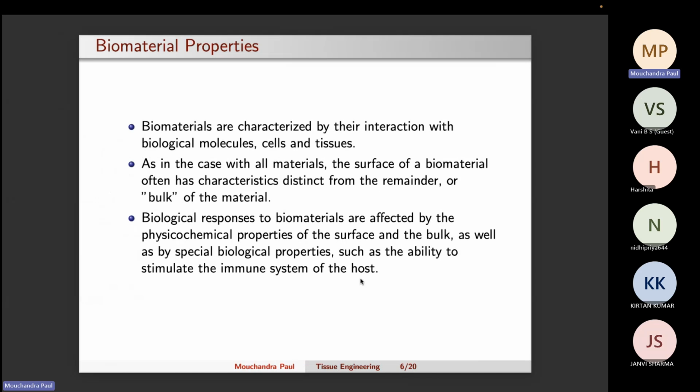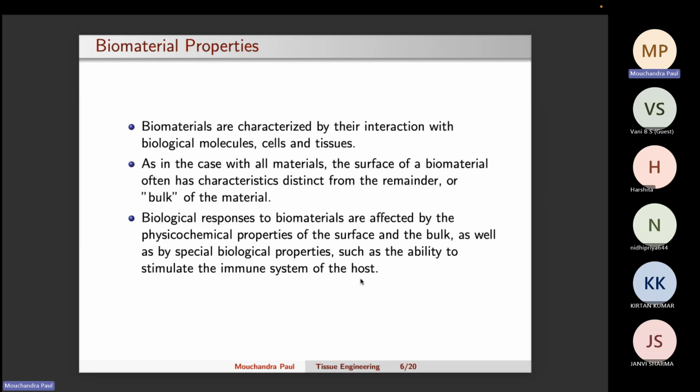Now let's see what properties of a biomaterial one should study in order to understand that material much more deeply. It becomes very important when you are trying to understand which material to use as your artificial ECM for making a tissue. When you want to answer this question, you have to look into what properties it has.